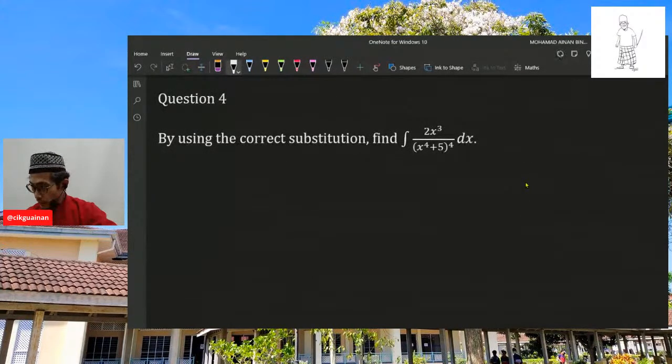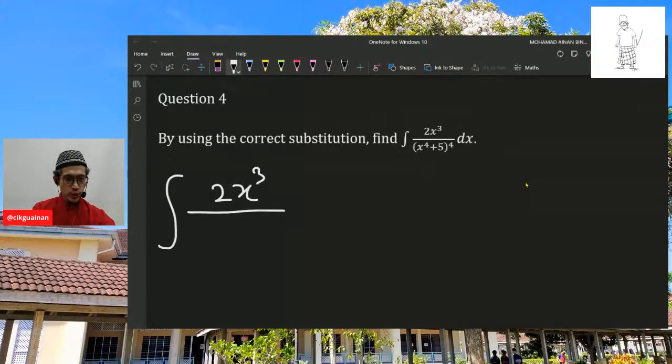I think it's quite small, so I write it larger for you. It has a fraction, 2x cubed, and then a horrible bracket with power 4, and the content is x power 4 plus something more. Very complex.